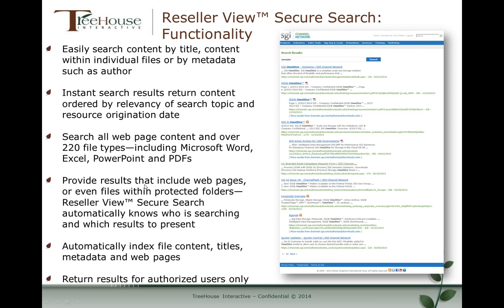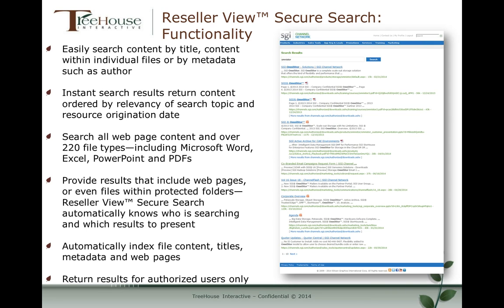It also will search within protected folders and between partner levels and automatically show results to partners who are authorized to see them. So if I'm a platinum partner and I have access to detailed competitive information and I do a search for that detailed competitive info, I'm going to get those results. If I'm a silver partner and I may have access to only generic competitive information, my search results will be restricted to what I'm allowed to see.